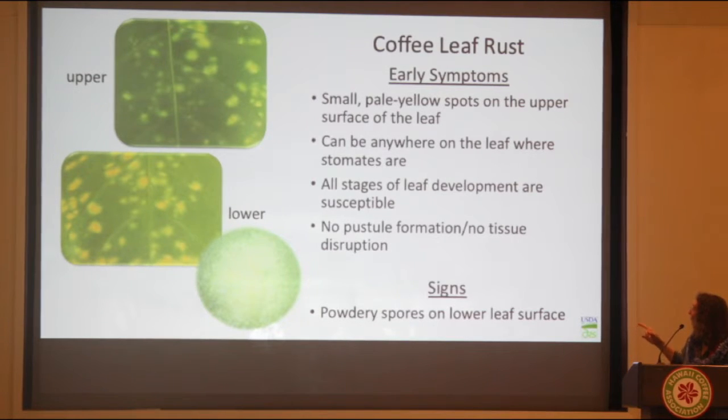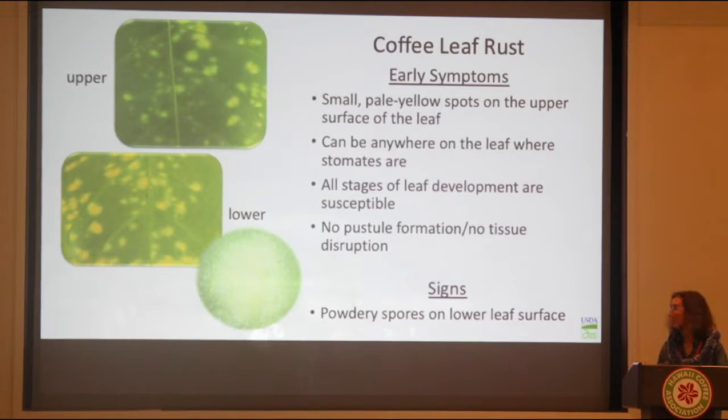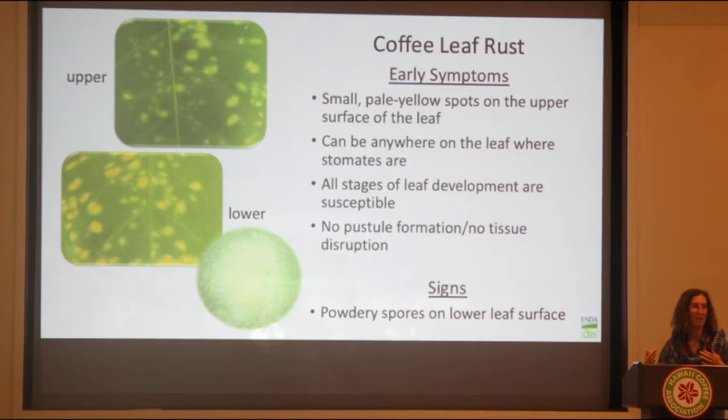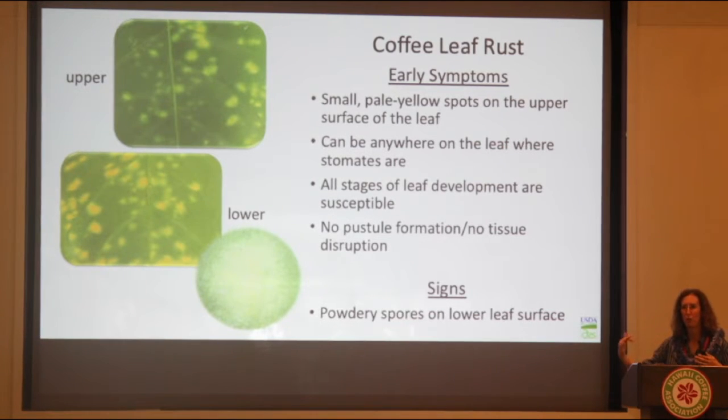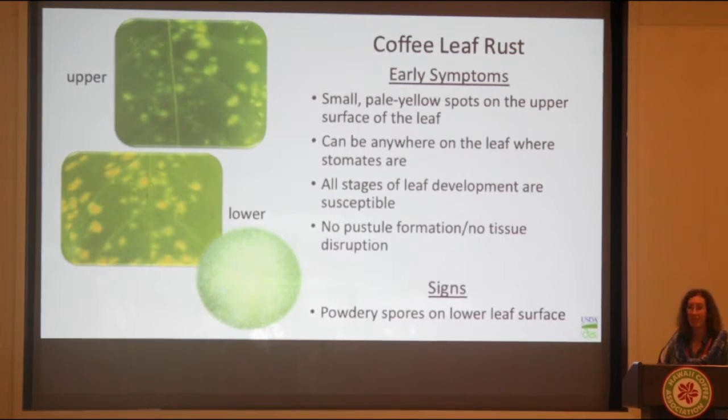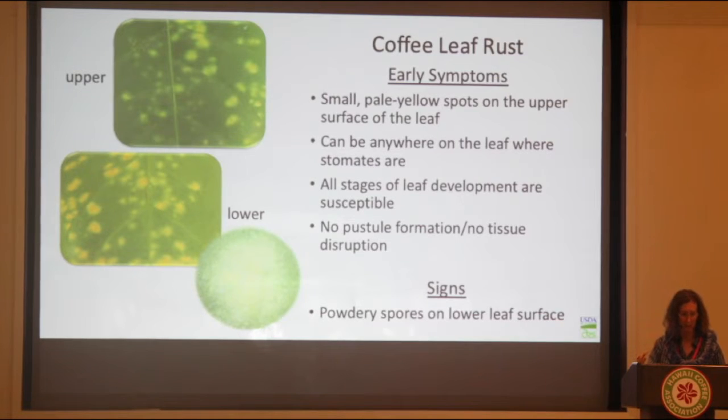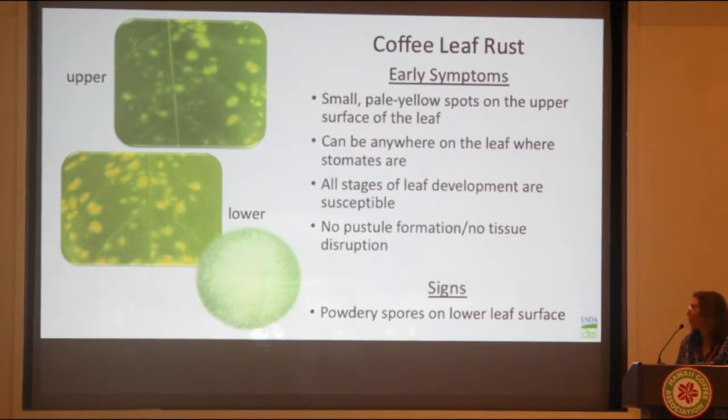So the symptom can actually be anywhere that the stomates are, okay? But this is not on a leaf vein, and this is important when you start to look at different diseases. There's no pustule formation. You may hear, oh, rust forms a pustule or a depression. That's not the case with this fungus. The symptoms are how the host responds to pathogen attack. The signs are actually looking at the fungus, and those are those powdery yellow spores.